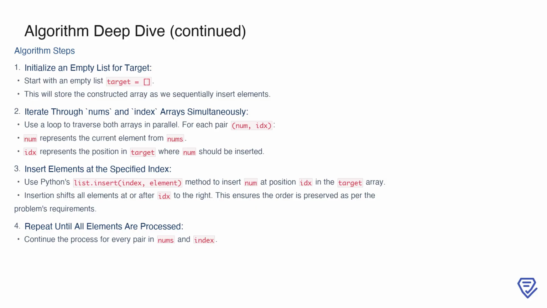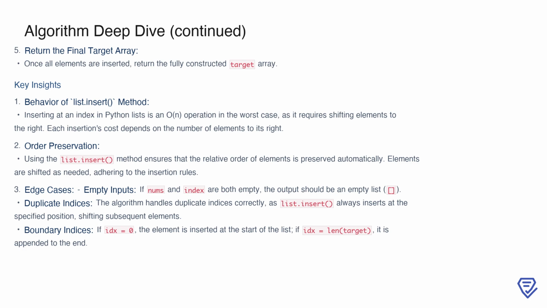To perform the insertion, we use Python's list.insert(index, element) method, which inserts num at position idx in the target array. This operation automatically shifts all existing elements at or after idx one position to the right, ensuring that the order is maintained. We repeat this process for every pair until all elements are inserted into the target array. Once all the elements from nums have been inserted at their respective positions in target, we simply return the fully constructed array as the result.